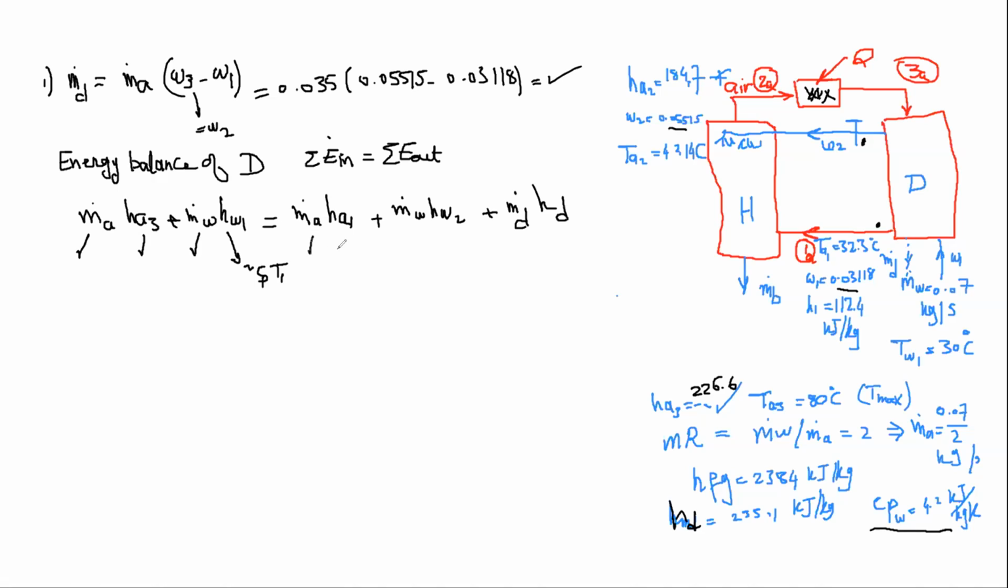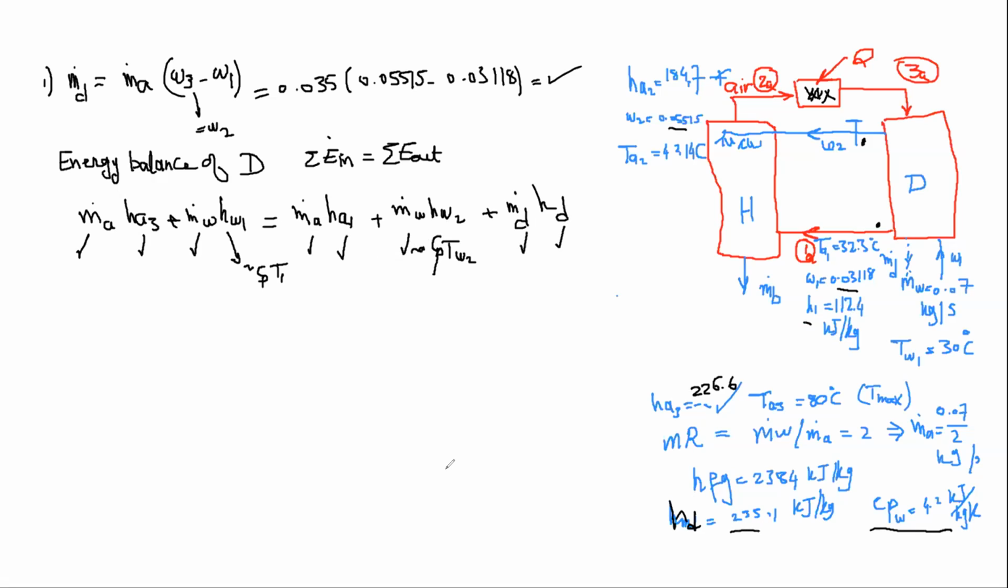M dot air, we know it. H air 1, we know the value has been given here as 112.4, plus m dot water, we have it, 0.07. H water 2, again, we're going to write it as approximately Cp times T water 2. M dot distillate we have calculated in the previous step, and H distillate has been given to us as 235.1.